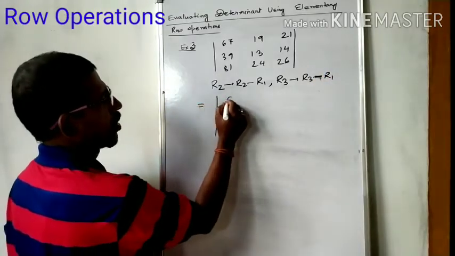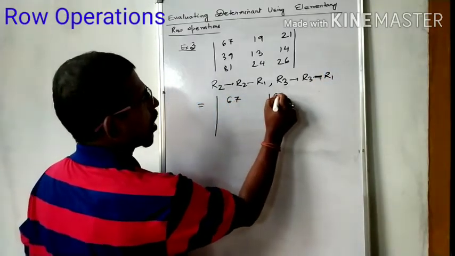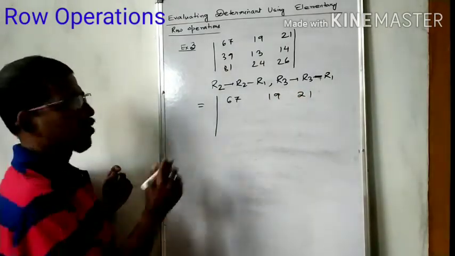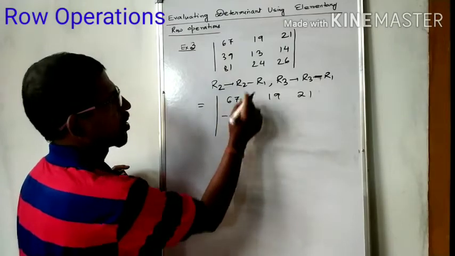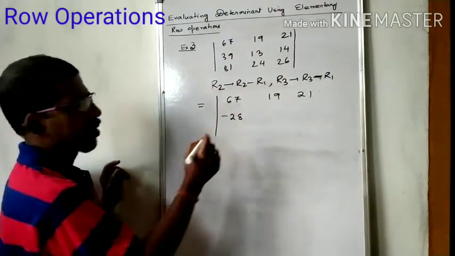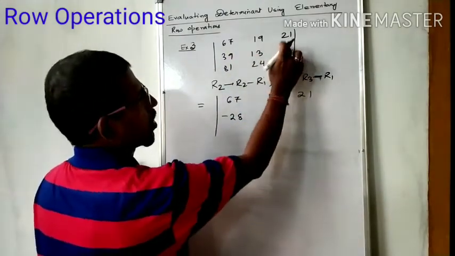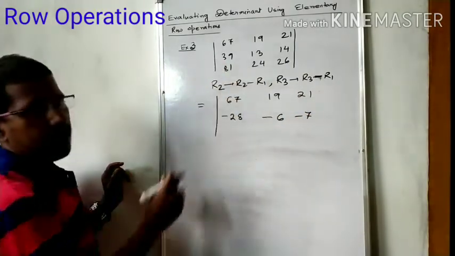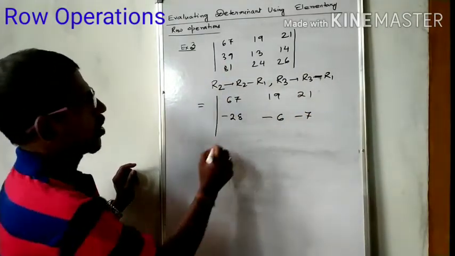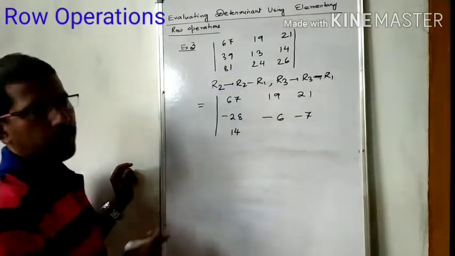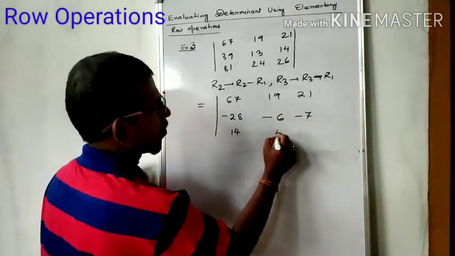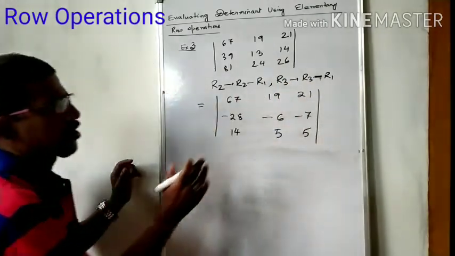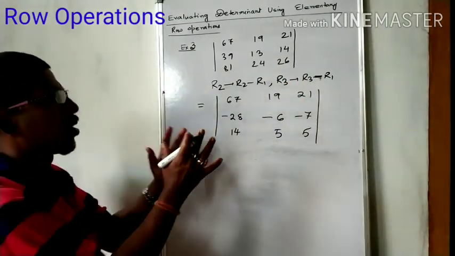So what is the number? R1 will remain unchanged. 39 minus 67 will be minus 28. 13 minus 19 will be minus 6. 14 minus 20 will be minus 7. And 81 minus 67 will be 14. 24 minus 19 will be 5. And 26 minus 20 will be 6. So with one operation the numbers are already reduced.